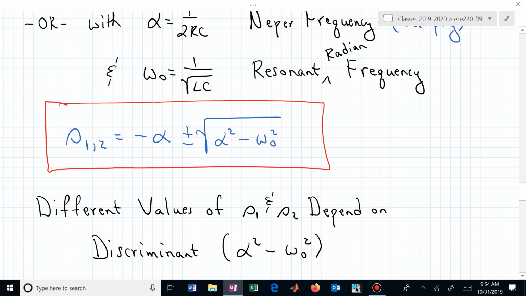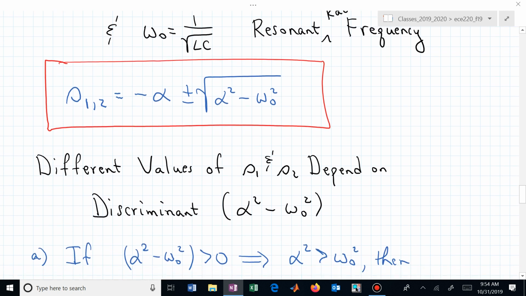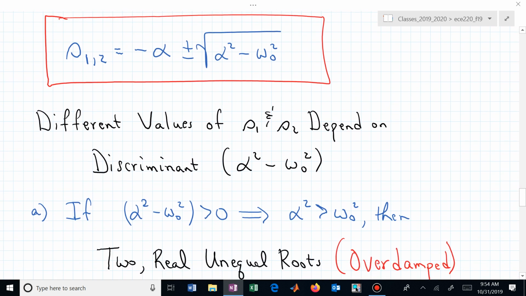It could be positive. Then we're pretty comfortable with that. That difference of alpha squared and omega squared could be negative. Then we keep our j around. That now we have complex roots, but the different values of S sub 1 and S sub 2 depend on what's underneath that radical. What is our discriminant? Alpha squared minus omega squared.